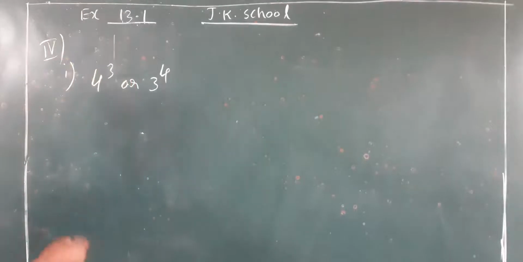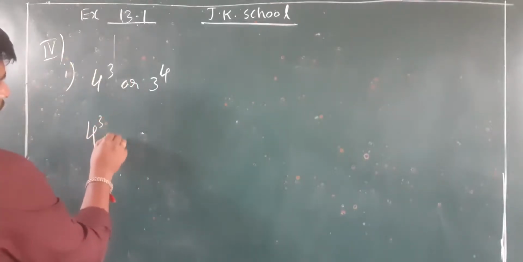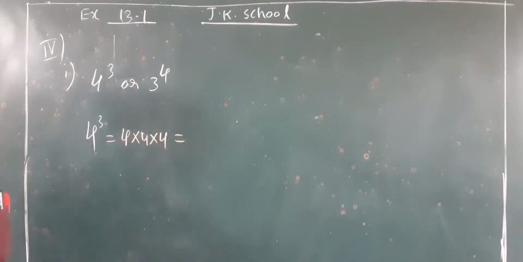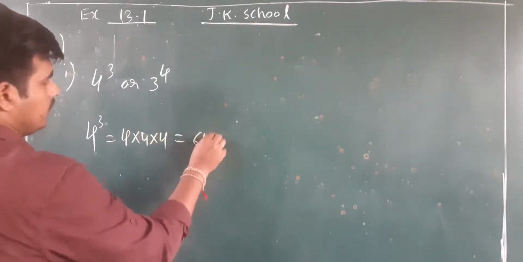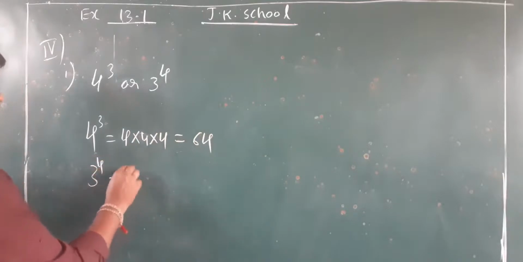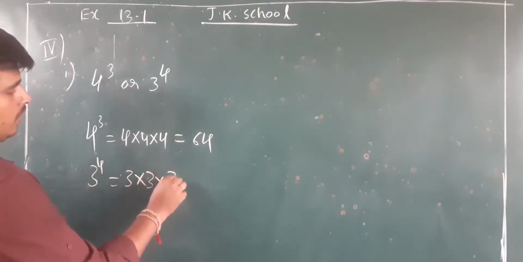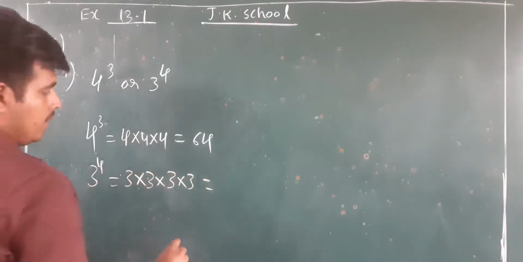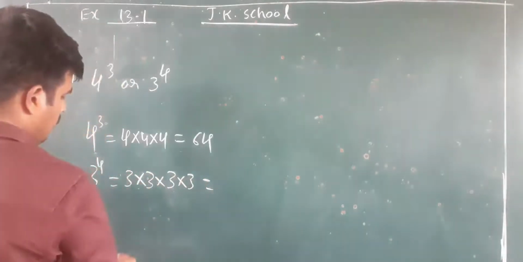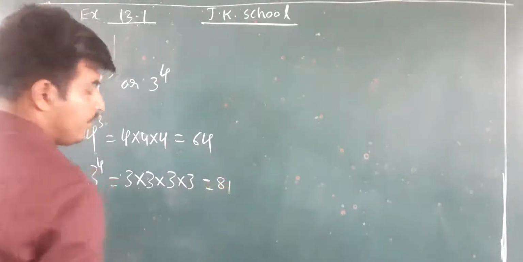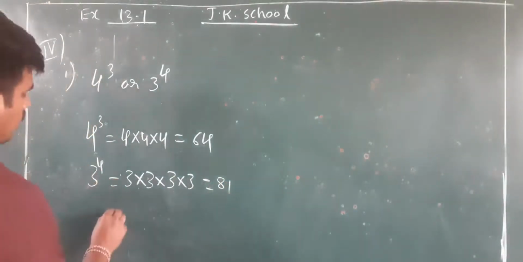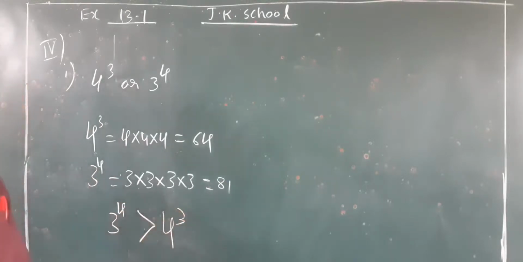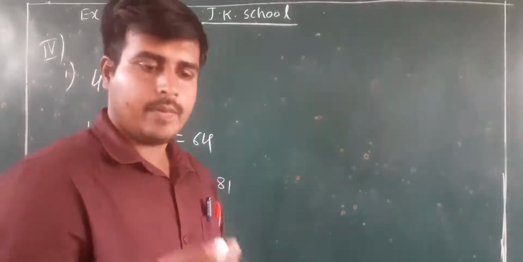So what you have to do? You have to expand it. 4 cube means 4 into 4 into 4, which is nothing but 64. And 3 raised to 4 is nothing but 3 into 3 into 3 into 3. 3 threes are 9, 9 threes are 27, 27 threes are 81. So which one is greater? 3 raised to 4 is greater than 4 cube. Okay, likewise you have to solve the remaining problems.